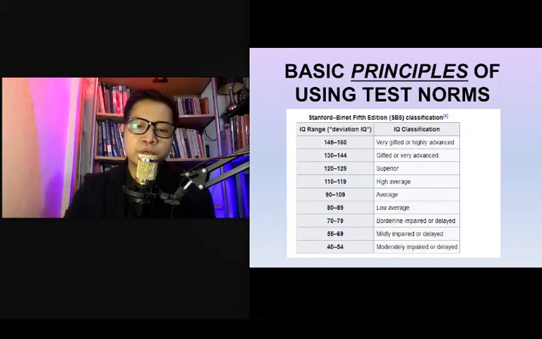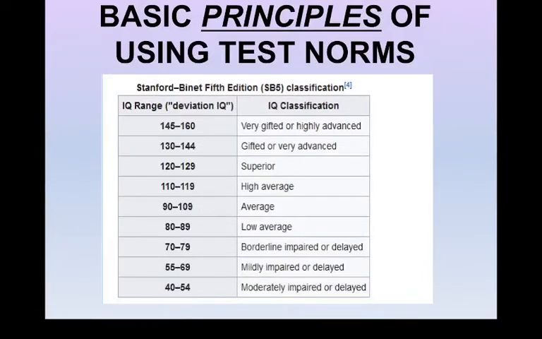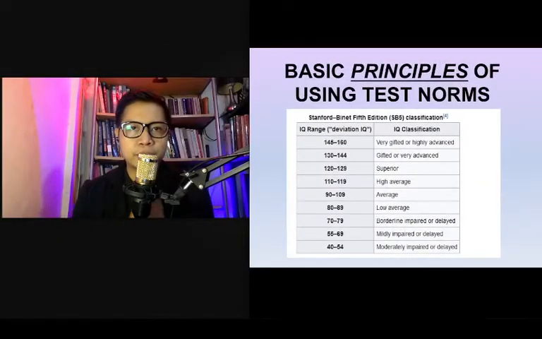Siguro naman at this point, alam na alam nyo na kung anong ibig sabihin ng norm at ano ang silbi ng norm. But just in case you forgot, we use test norms para magkaroon ng ibig sabihin o ng kahulugan or ng interpretation yung isang raw score. So you administer a test to a subject and then you check the test of that person. You get the raw score. Next step, you interpret that raw score using the norm para malaman mo kung anong ibig sabihin ng raw score.